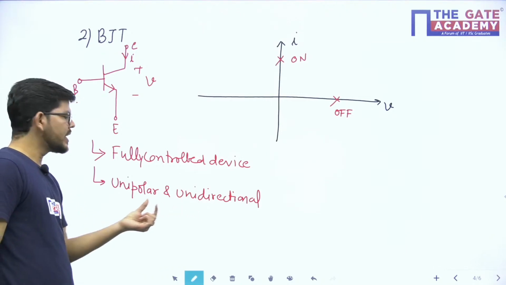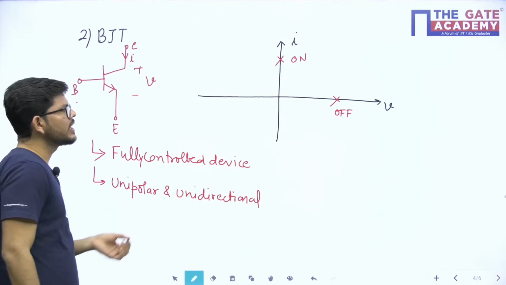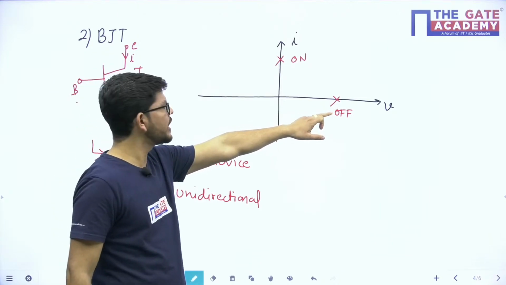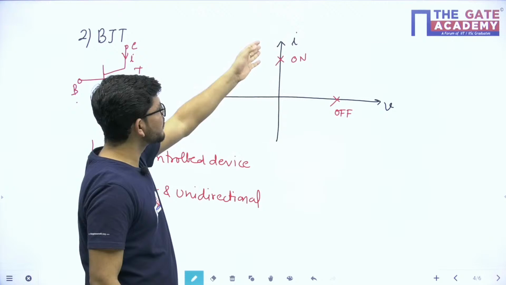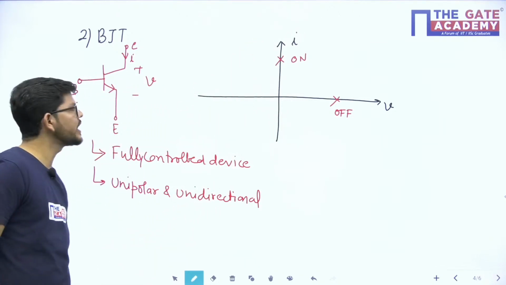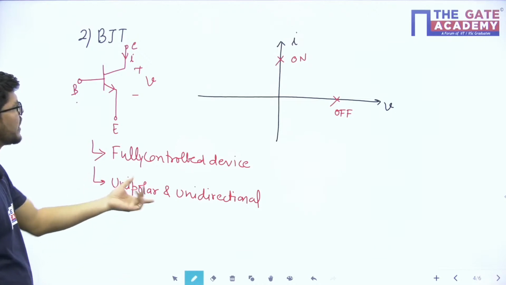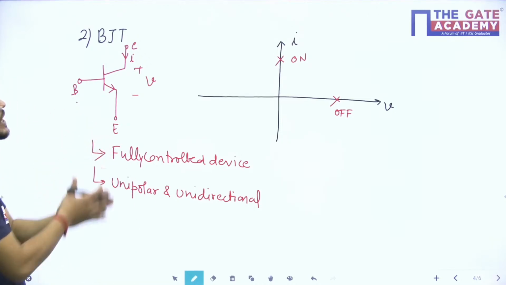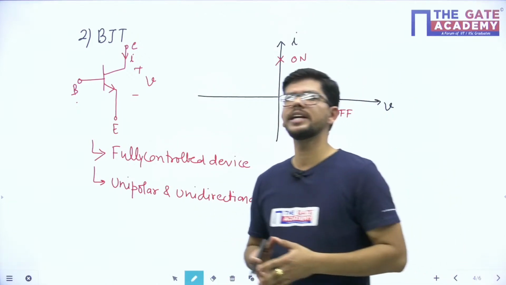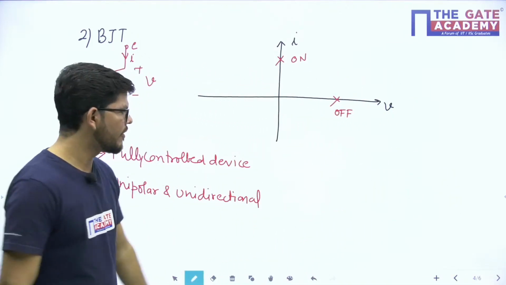On what basis are we deciding unipolar and unidirectional? It is blocking only one type of voltage, so it is only unipolar, and it is carrying current in only one direction, so it is a unidirectional device. Okay, so it is a fully controlled device, unipolar and unidirectional device, and its safe operating area is what? Its safe operating area is first quadrant. Absolutely correct. Very good.